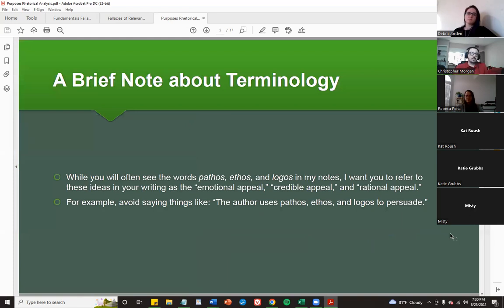And now it brings me to a brief note about terminology. You're going to see me use the words pathos, ethos, and logos a lot. You're going to see them in my notes, but I would prefer you to refer to these as the emotional, the credible, and the rational appeal. Again, mostly because we're in the 21st century and we speak English, and these are all 5th century BC Greek words, which don't exactly mean the same things that we mean when we refer to these ideas.